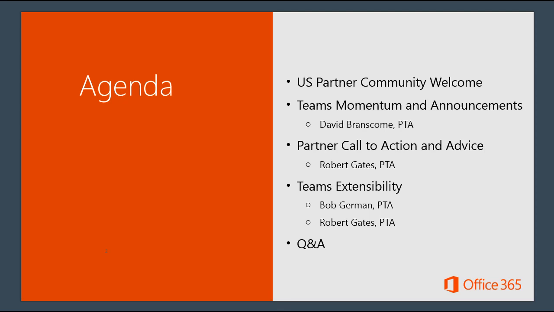The first we're going to start out with is just catching you up on all the announcements that have happened, and that's going to be David Branscombe. He's a partner technical architect on our team, and then Robert Gates will talk us through the partner call to action, where we are today, and different situations that you may be in with your customers. He's going to give us some advice and suggestions and talk us through some of the resources that are available to you.